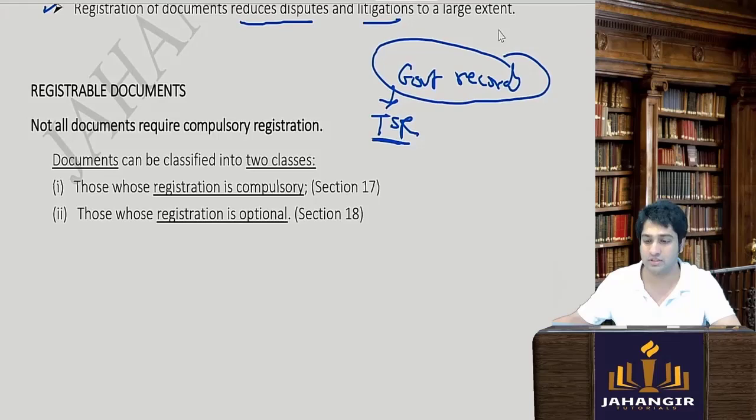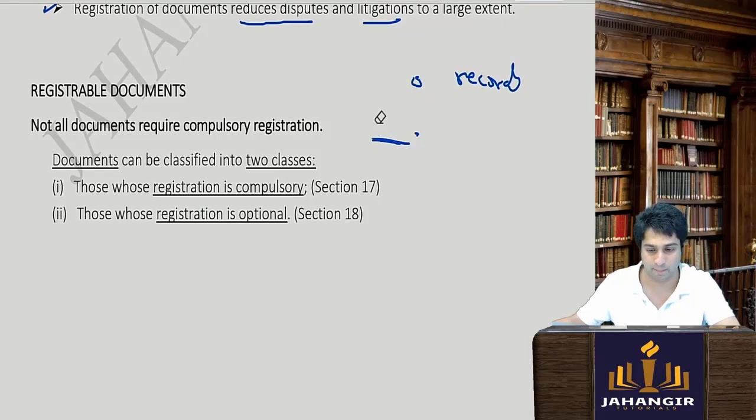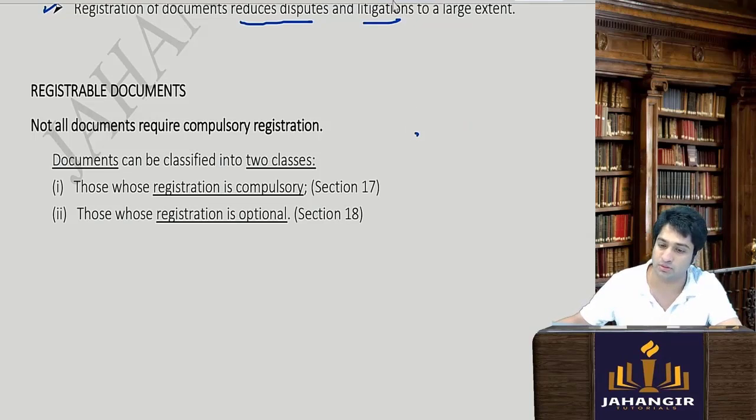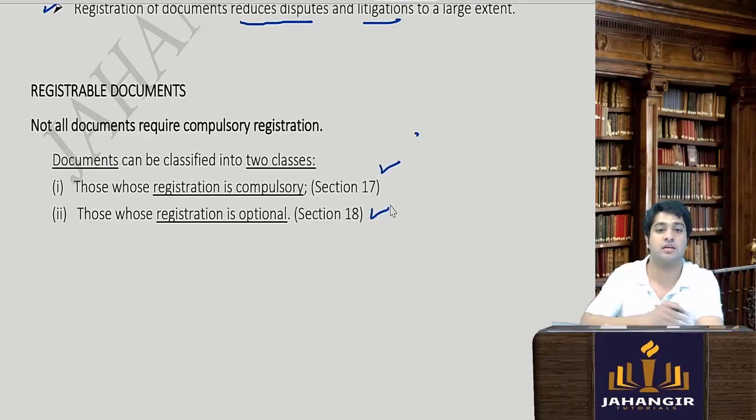Now, all documents do not require registration. Section 17 contains the documents for which registration is compulsory. Section 18 contains documents for which registration is optional.